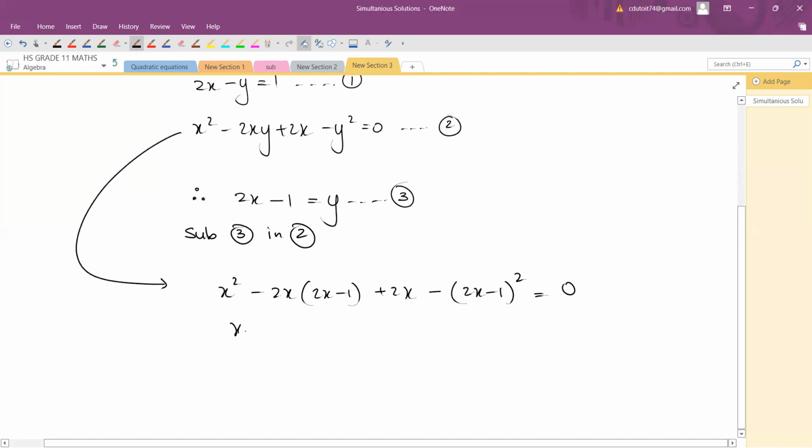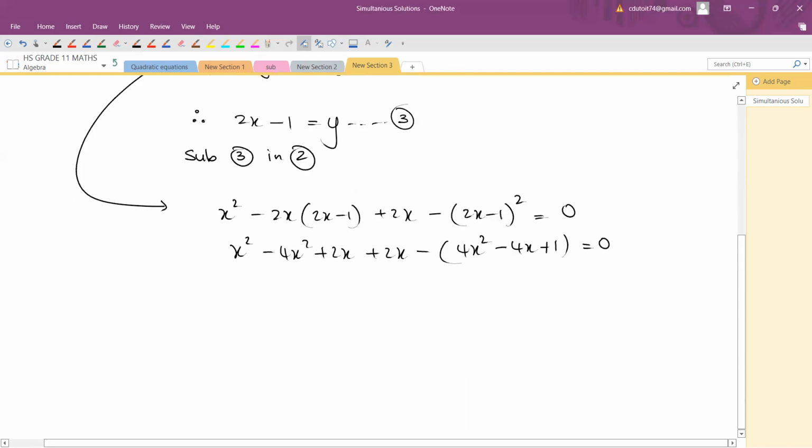So let's multiply that out. That's x squared minus 4x squared plus 2x minus, and that you can multiply out as 4x squared minus 4x plus 1, and that equals 0. You happy with that? Now I have minus 3x squared plus 4x minus 4x squared plus 4x minus 1 is 0. That's simple multiplying it out. So minus 7x squared plus 8x minus 1 is 0.